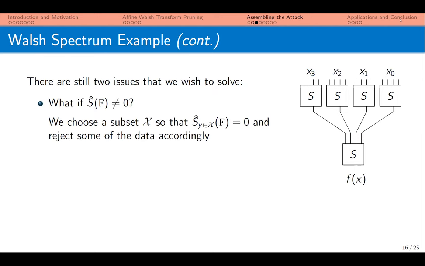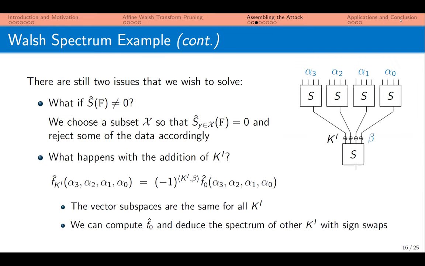There are two additional things that we would have to consider. The first is what happens when this Walsh coefficient is not equal to zero. So what we can do is select some appropriately chosen inputs to the S-box that we can reject so that this Walsh coefficient becomes zero. And in terms of the attack, what this means is that we reject some small portion of the data.